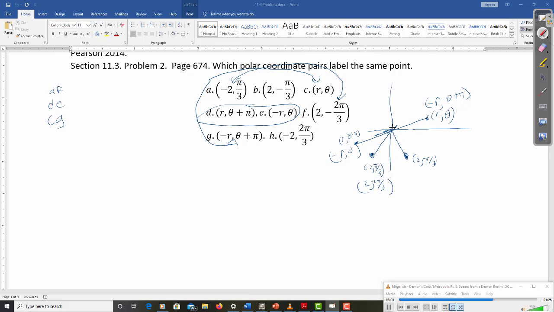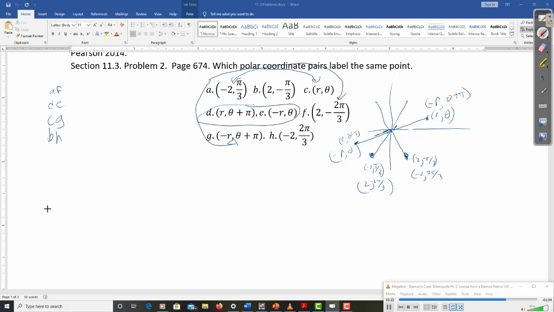So 2 pi over 3. So here's pi over 3. But then 2 pi over 3 would be here. But then it's negative, so it's down here. Yeah, so it's negative 2 pi over 3. So yeah, B and H go together. So that's the answer to that.